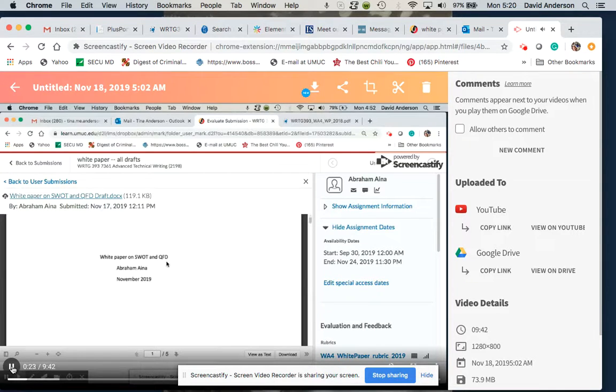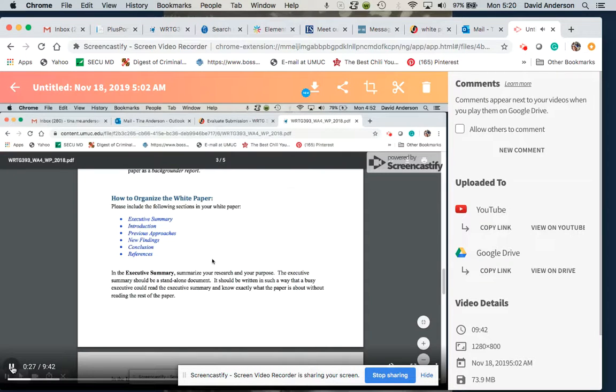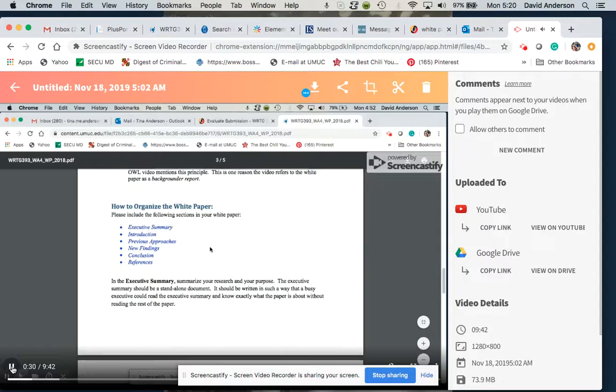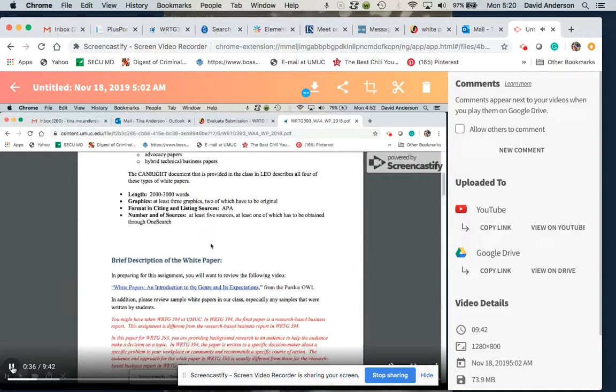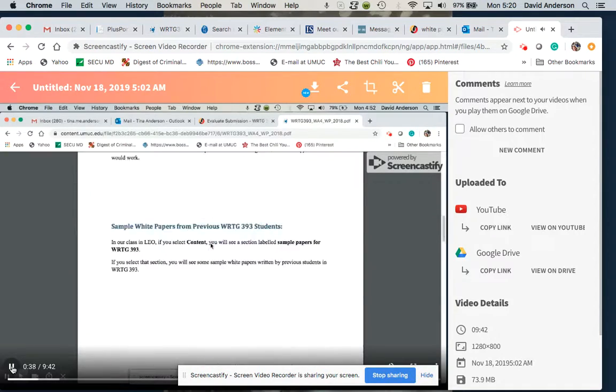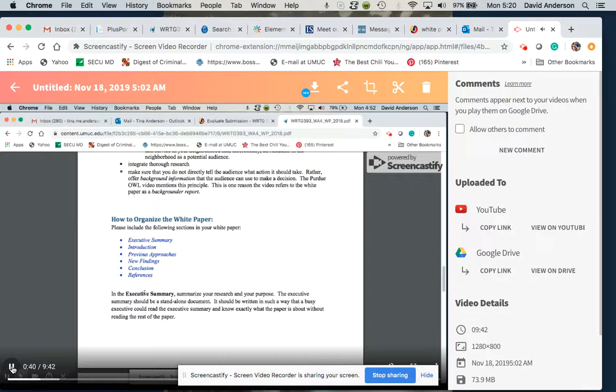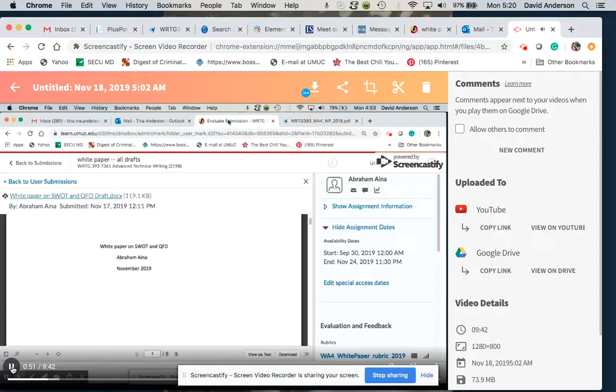Okay, let's take a look at this white paper. Quickly, I want to share with you, this is from week 6. This is the PDF you'll find in the area called assignments due this week or something. This is the PDF that outlines the entire paper, and if you scroll down through it, it tells you how to organize your paper. So you know you need the executive summary, introduction, an account of previous approaches, new findings, a conclusion, and references.